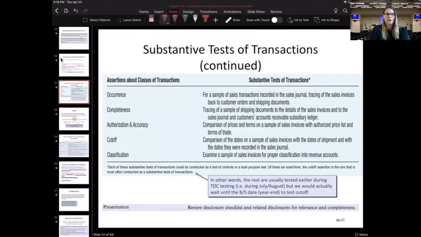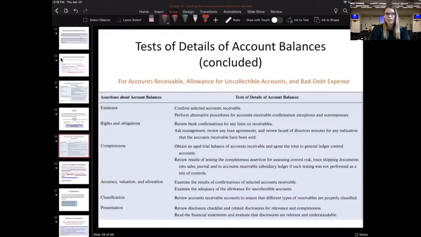This slide summarizes different substantive tests of transactions you can do. And we have these things, they're sort of divided up. So we see on this slide substantive tests of transactions, and you see your class of transactions assertions listed here, and it's talking about different tests of sales. Then you see on this slide, a couple slides down, tests of details of account balances, and we see the other half of the assertions listed, right? The balance sheet assertions are listed.